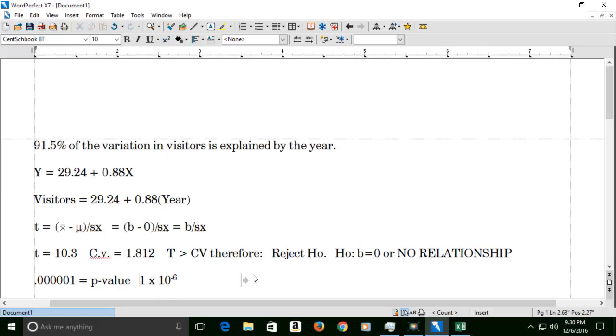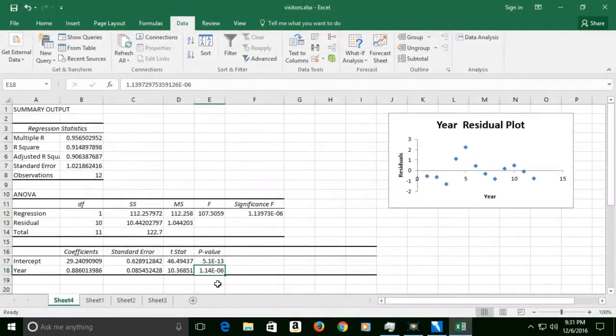So 0.05 is greater than that, right? Therefore, we reject H naught. Okay, so these two are the same thing. We don't ever actually have to look our value up in the t-table, because Excel does this for us.